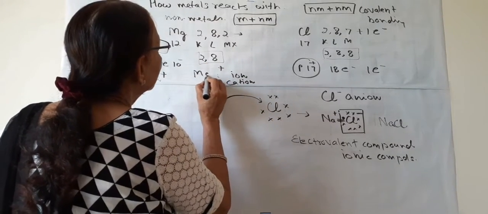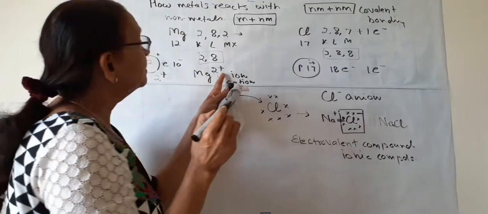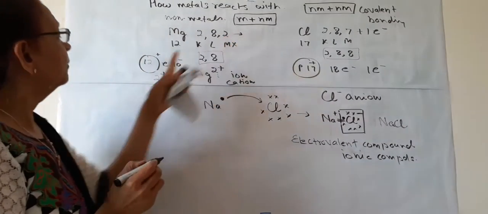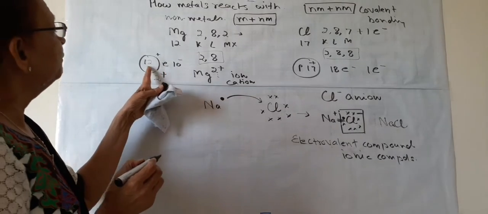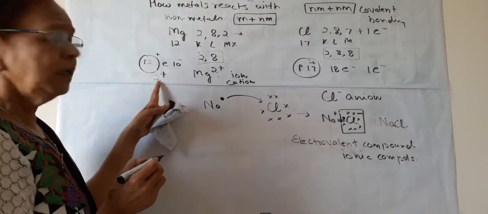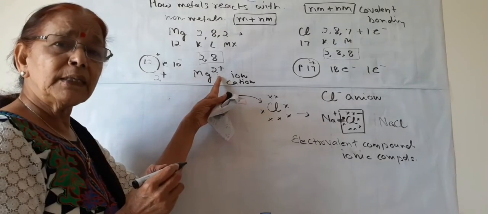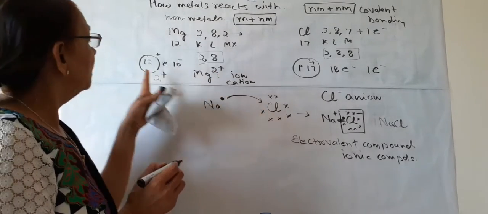Magnesium will form a cation with 2 plus charges, as 2 electrons are donated. When 2 electrons are donated, then the charge will be 12 minus 10, 2 plus. So magnesium is having 2 positive charges. Is it clear to all of you?